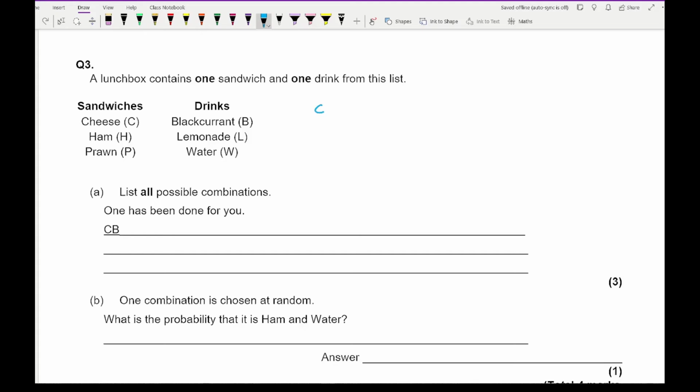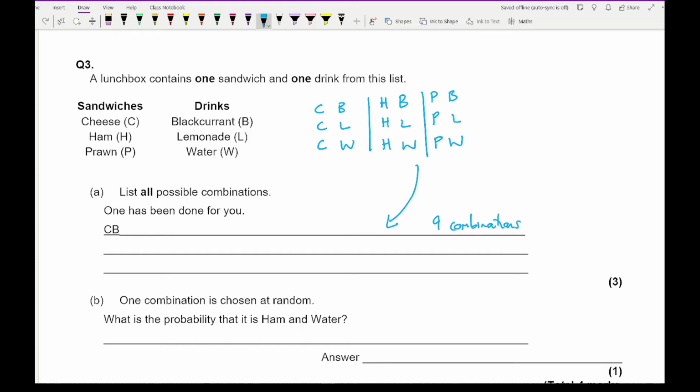So what we've got is going to start with cheese first, and I've started with blackcurrant. So then I can have cheese and lemonade, cheese and water. So that's all the options of picking cheese. Then if I start on to ham, with ham I could have ham and blackcurrant, ham and lemonade, and ham and water. And then for my third option I've got prawn, so I could have prawn and blackcurrant, prawn and lemonade, and prawn and water. So all in all there are 9 combinations.